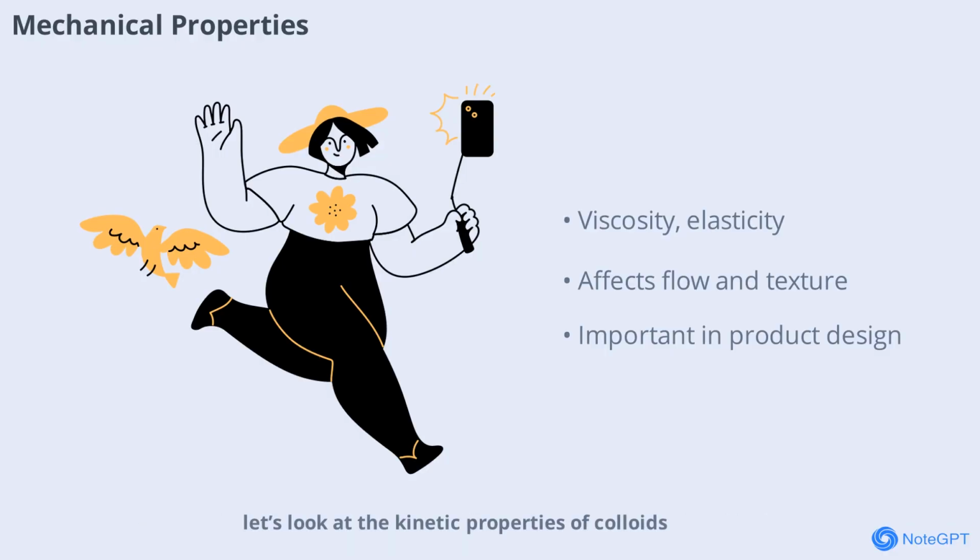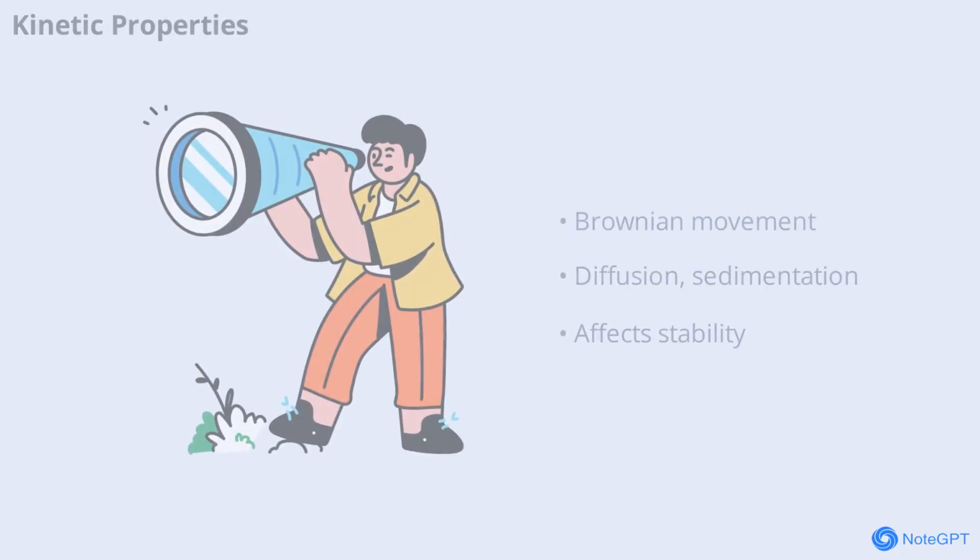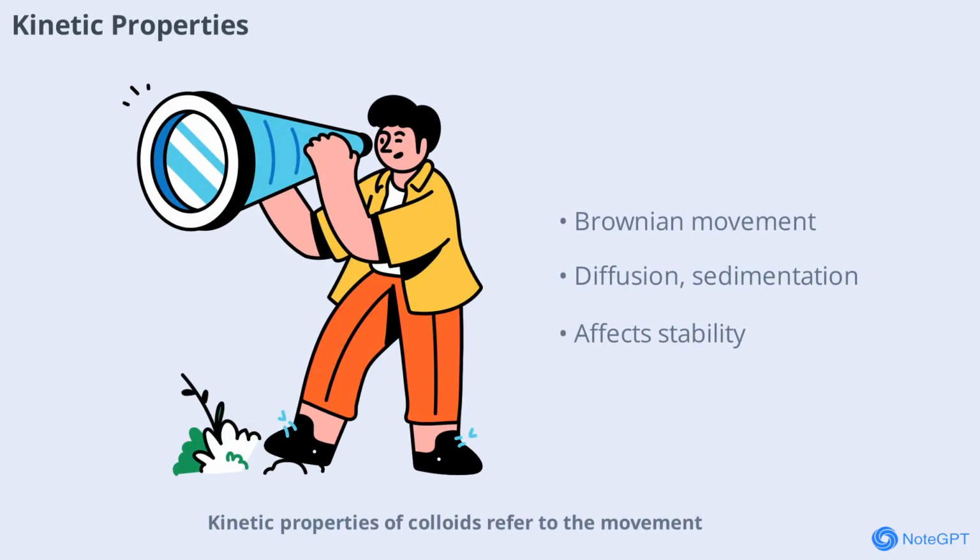Next, let's look at the kinetic properties of colloids. Kinetic properties of colloids refer to the movement and behavior of particles within the dispersion medium. Brownian movement is a key kinetic property, ensuring that particles remain suspended. Diffusion and sedimentation rates are also influenced by particle size and medium viscosity. These properties determine the stability and shelf life of colloidal products. Understanding kinetics helps in designing stable colloidal systems for various applications.